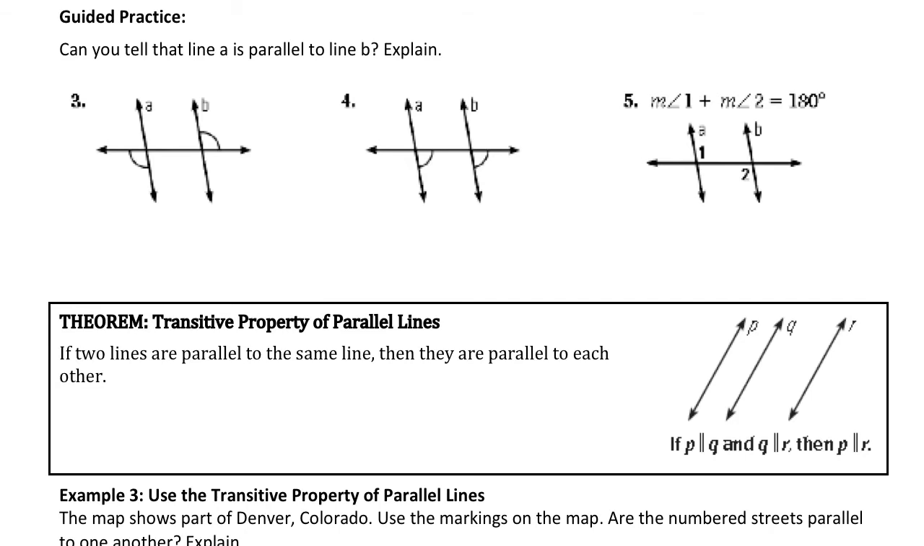Being able to tell whether line A is parallel to line B, you have to be able to tell if they're parallel based on the given information and then explain why using the proper converse. So take a second, see if you can identify those properties, and then I will explain them in a second. So pause the video, try these on your own, and then check your answers with me.